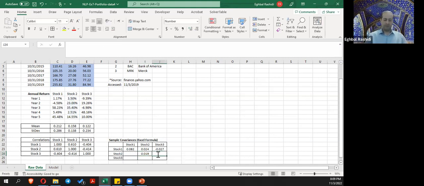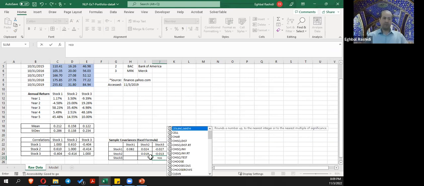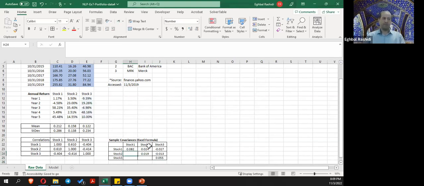Stock two and stock three. There are more optimal, faster, more directed ways to do this, but I'm just doing it. Anyway, stock three and stock three. The rest of these are symmetric, so two and one is equal to one and two, three and one is equal to one and three, and three and two is equal to two and three.